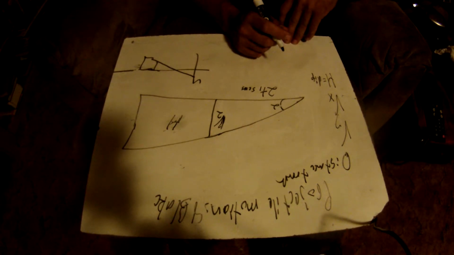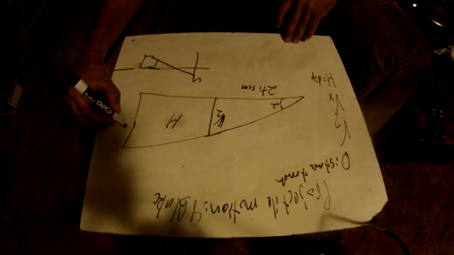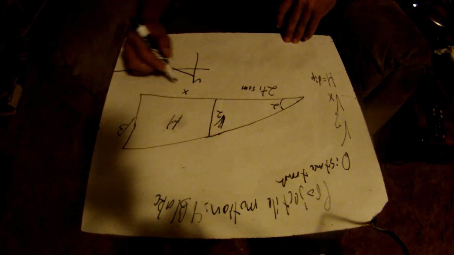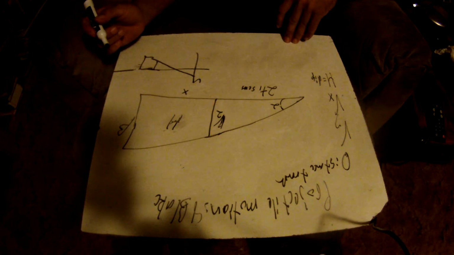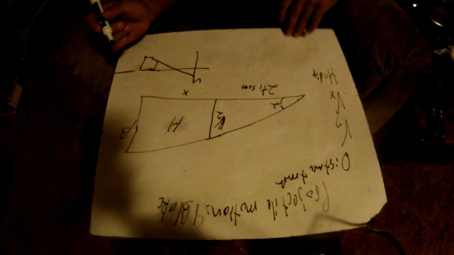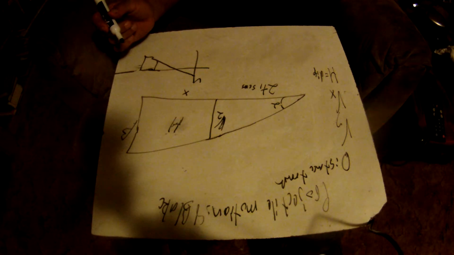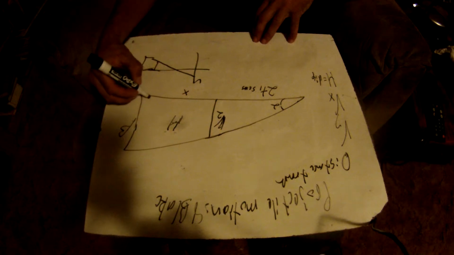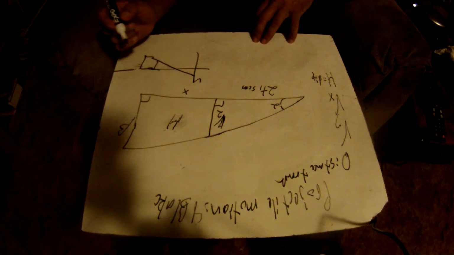So we'll call this beta, and we'll call this distance x. What we really want to know is x. So there's a few ways to do it. We'll do one way. This is a 90-degree triangle, and this is a 90-degree triangle.